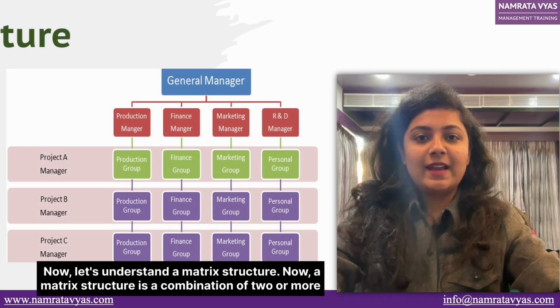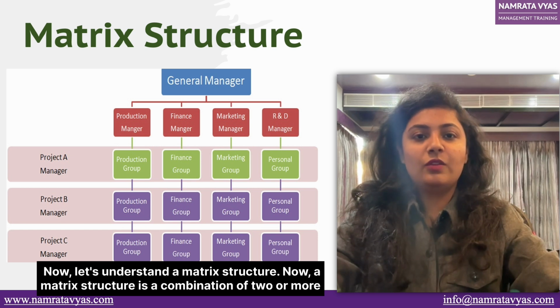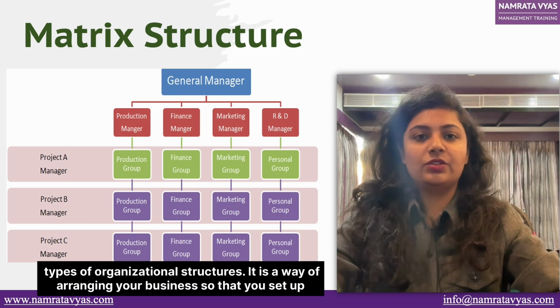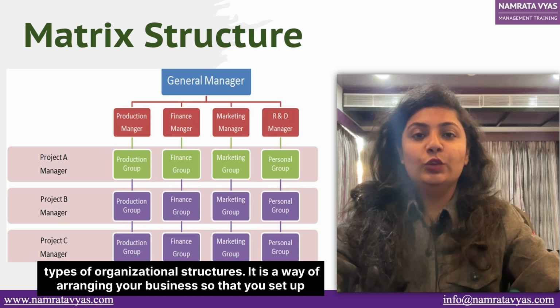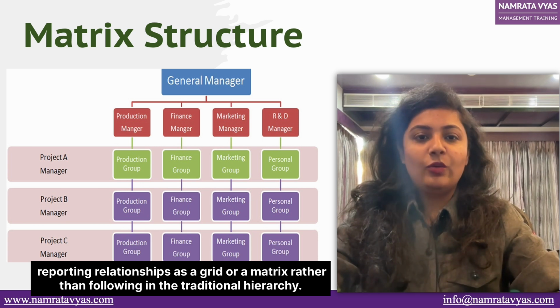Now let's understand a matrix structure. A matrix structure is a combination of two or more types of organizational structures. It is a way of arranging your business so that you set up reporting relationships as a grid or a matrix rather than following the traditional hierarchy.